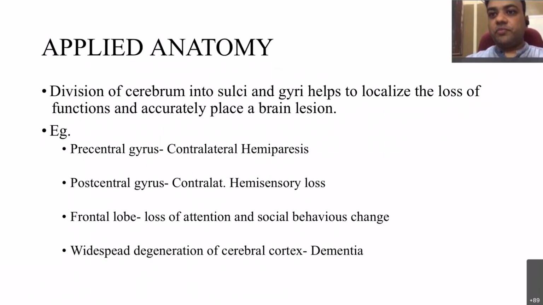Okay, in some ischemic conditions. And the postcentral gyrus is also known as the primary sensory cortex or somatosensory cortex. So it receives sensory impulses from the opposite side of the body, like fine touch and other vibrations. So any lesion to that area will lead to contralateral hemisensory loss.